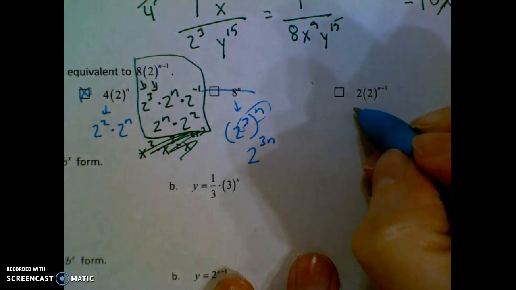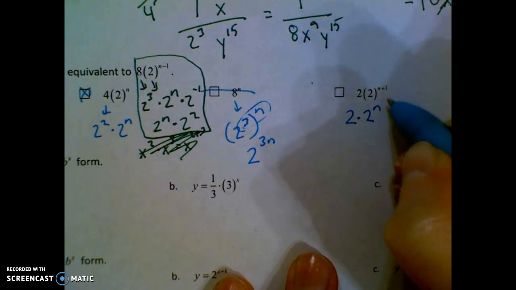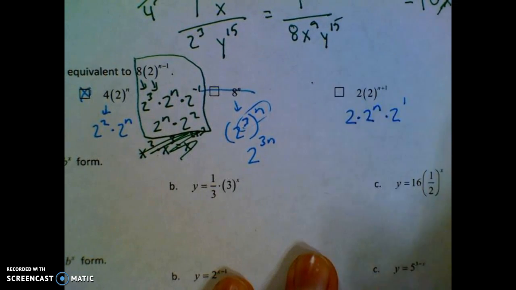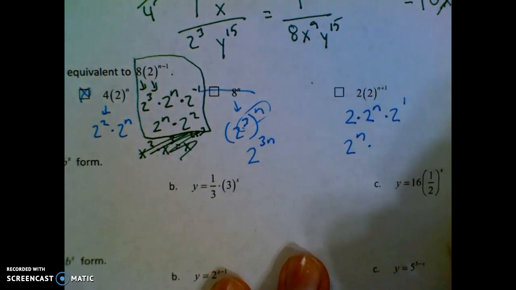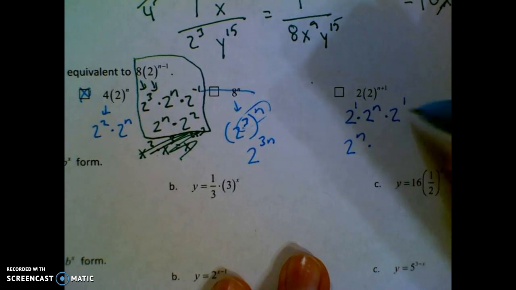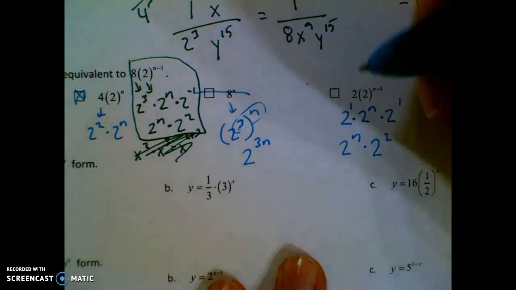This one over here, my 2 comes down, and then this is 2 to the n and 2 to the first. Well, this one does require a little bit of cleaning up, so I've got 2 to the n, and how many 2's do I have? Well, I have 1 here and I have 1 there, so together I have 2 squared as well. So that guy is also equivalent.